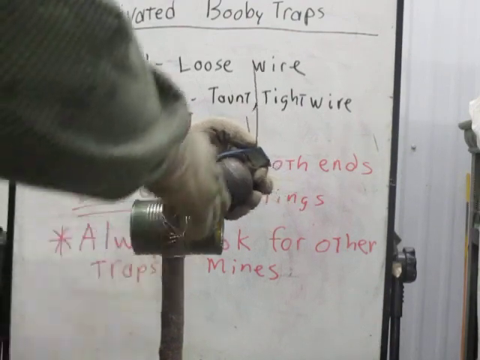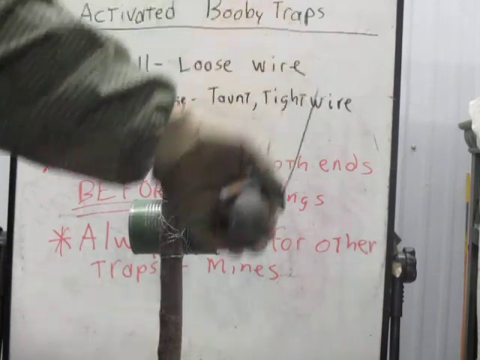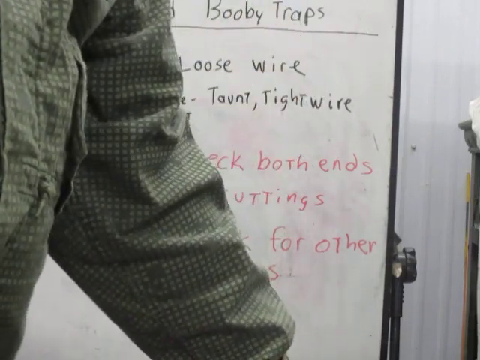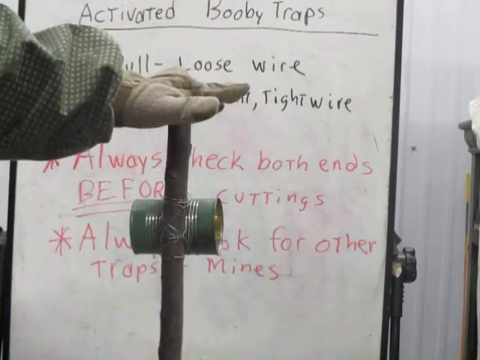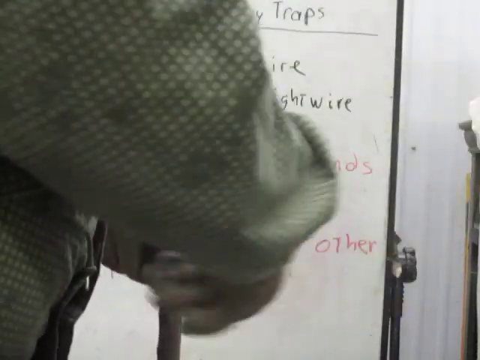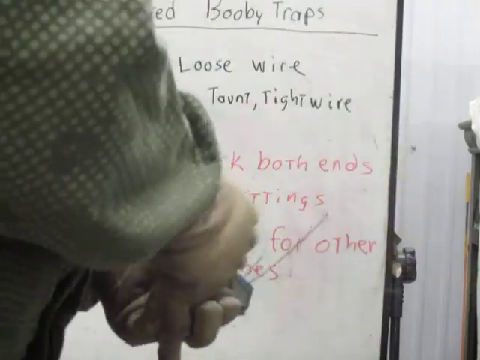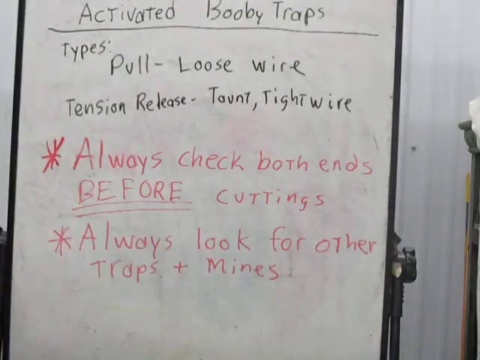And then make sure to destroy the can. Take it with you, crush it, whatever. Still bring it with you. Don't leave anything behind that the enemy can reuse. That's an example of a pull type device.